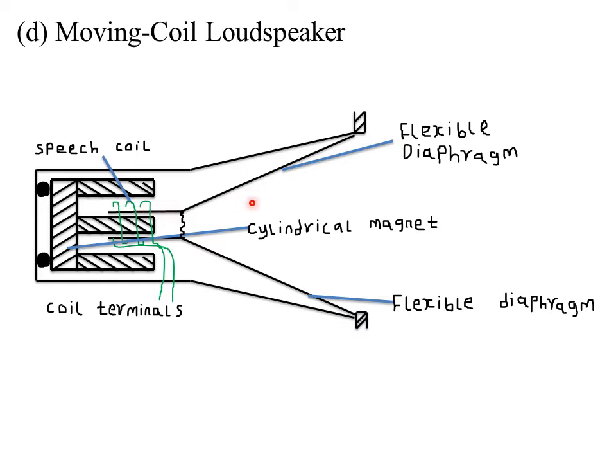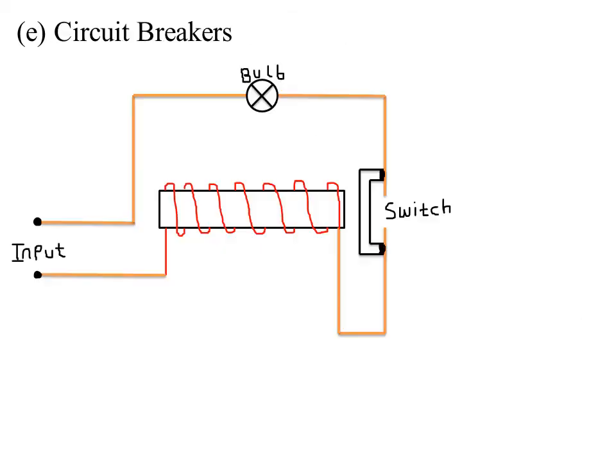Then as the diaphragm vibrates, remember there is air that is trapped in between this region. So as the diaphragm vibrates, it sets the air within this particular region into vibration. Then whenever air is vibrating, a sound is produced. So that is how a moving coil loudspeaker actually works or produces sound.